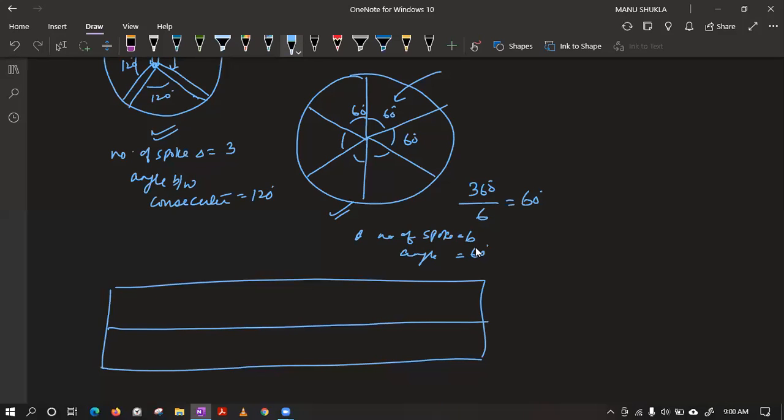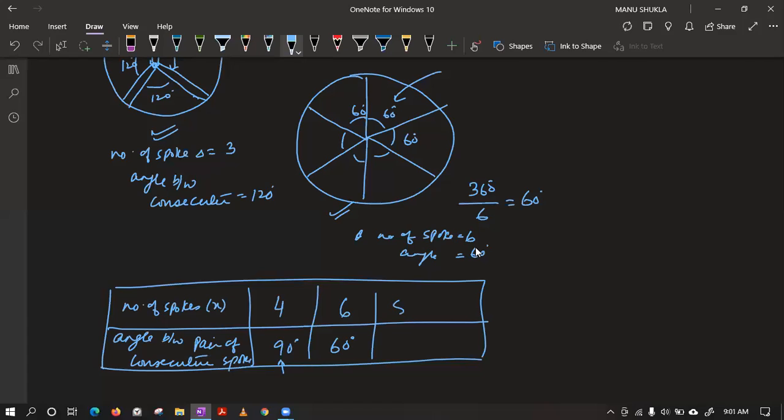Let's see. The first quantity is the number of spokes as we have taken. We can take it as x. The second quantity is the angle between a pair of consecutive spokes. First, they are giving you 4 and telling you it is 90 degree, because you also know how 90 came, 360 upon 4. Second, they are taking 6, which we have seen already, 60 degree. Then they are saying 8, 10 and 12.